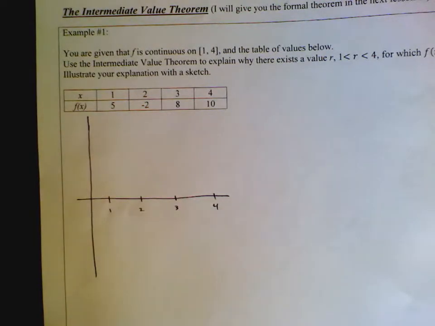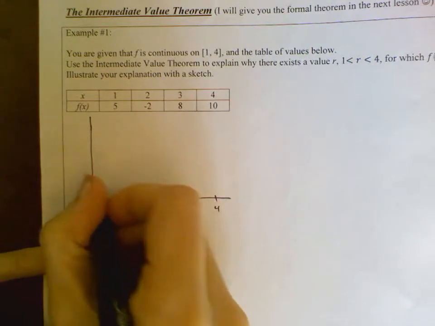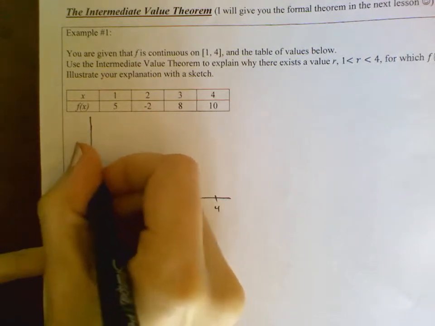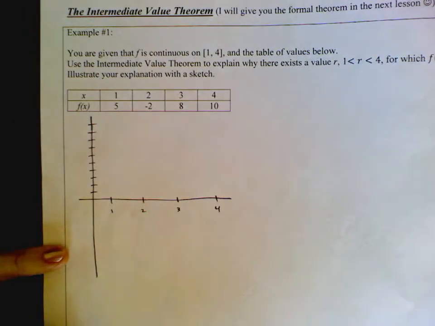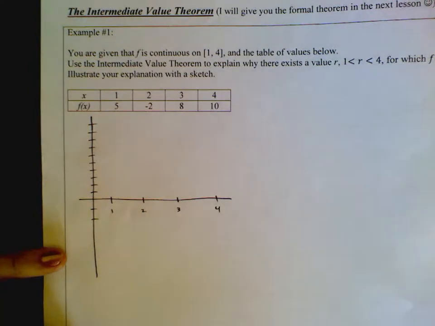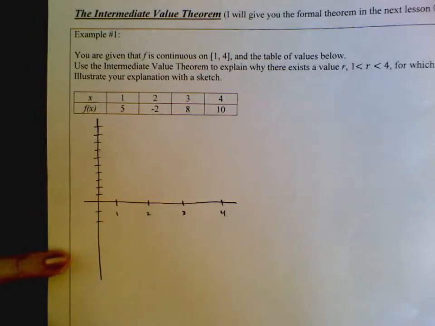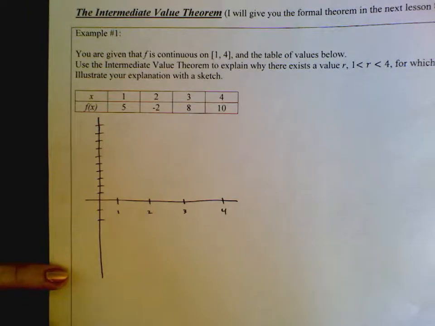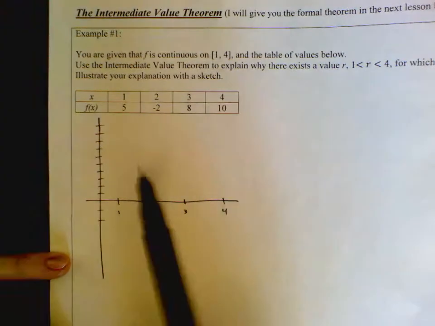My highest y value is 10. So I'll go 1, 2, 3, 4, 5, 6, 7, 8, 9, 10. My lowest y value is -2. So I'll go like that. Sorry, it's a little blurry. Okay, and then from there, I'm going to plot these points.